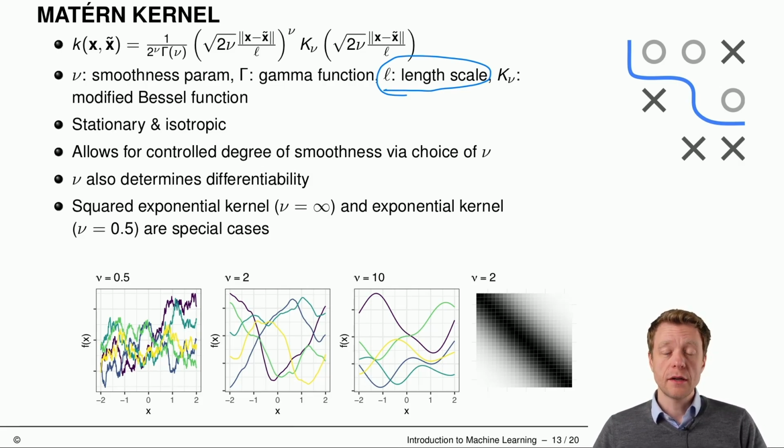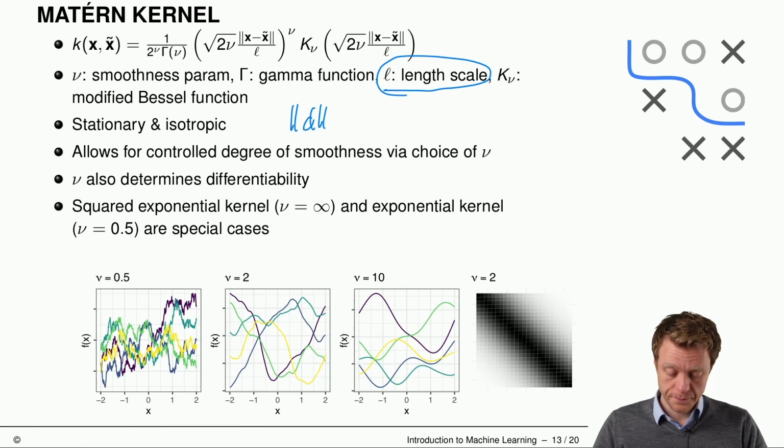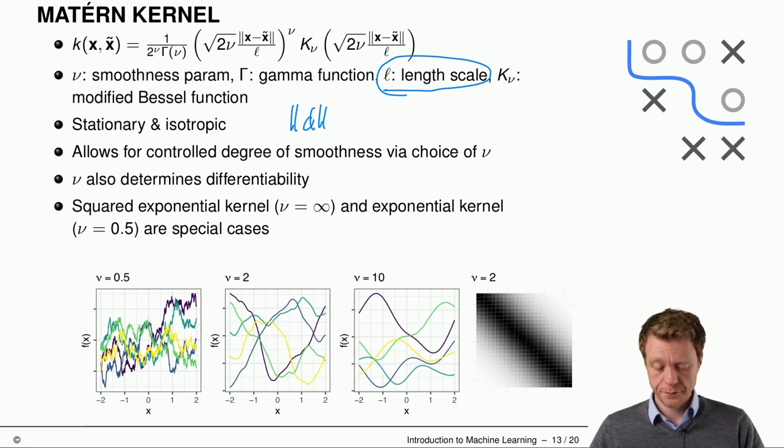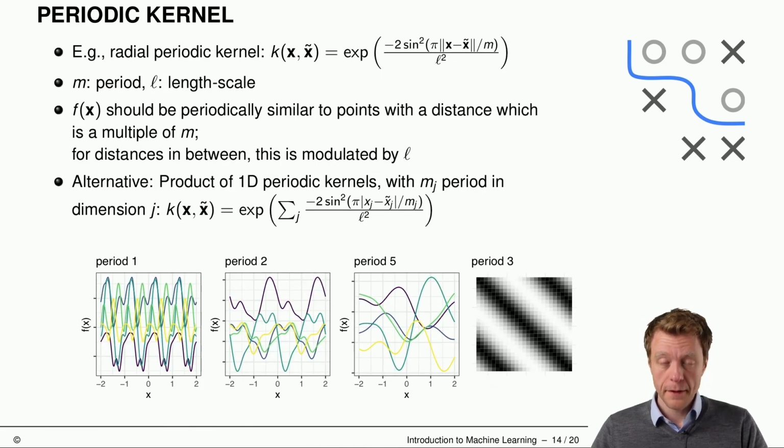It is stationary and isotropic. If you think back to squared exponential and exponential, they were also isotropic because they were just depending on the length of the difference, right? So on the distance. And you see some examples here for the Matérn kernel for different values of the smoothness parameter nu. A totally different form of kernel is this periodic kernel.